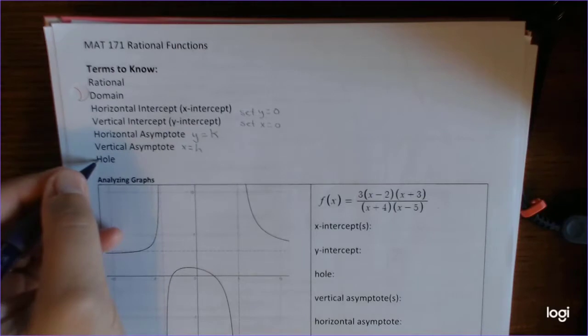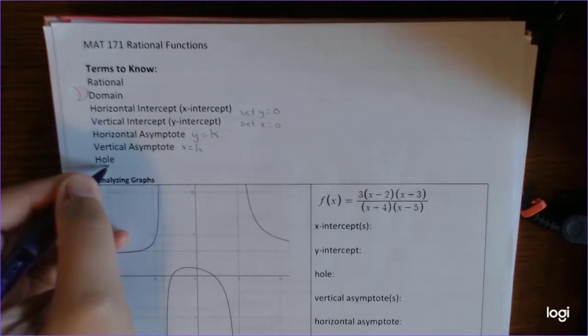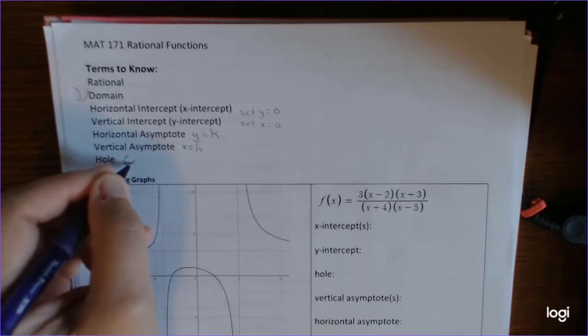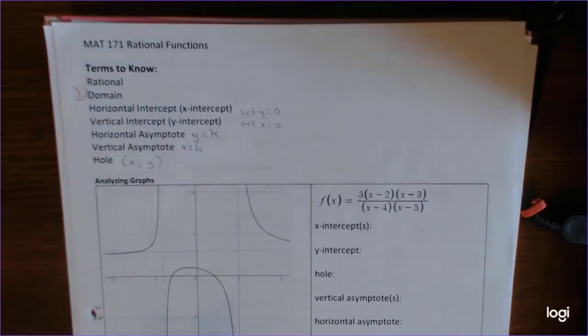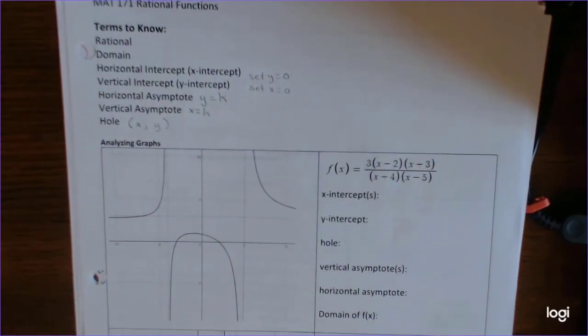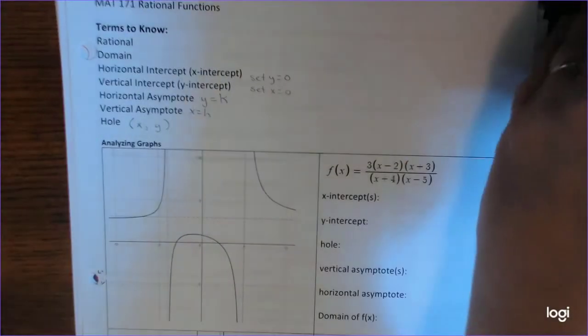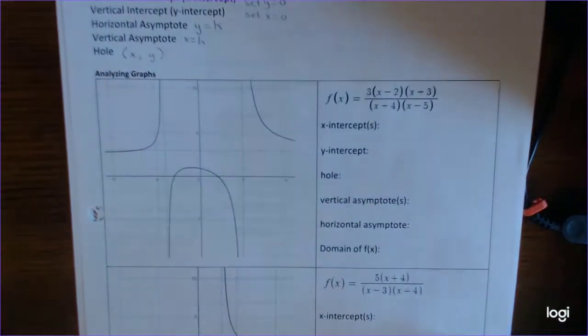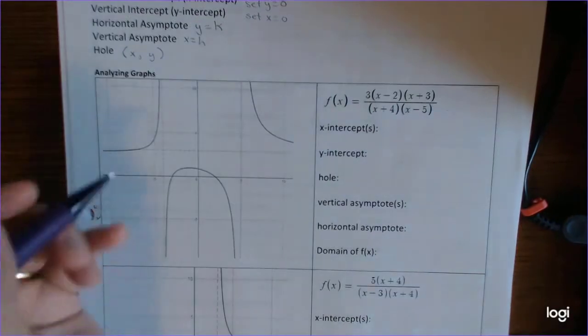A hole is a point that doesn't exist, but we can state the location of the point. So it's an ordered pair in the form of (x, y). To start this lesson, we're going to go back to Unit 1 ideas and look at the graph to answer the questions and then see how it relates to the equation.